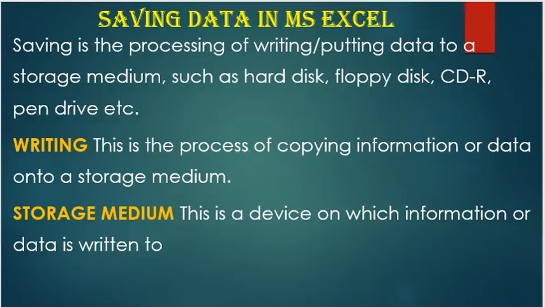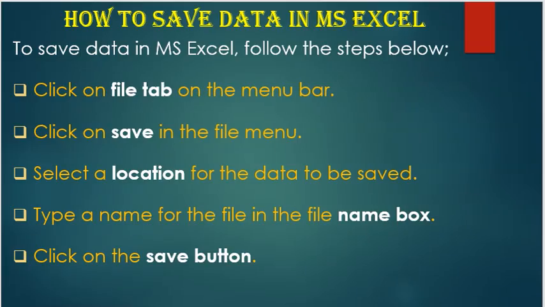Now let's look at the steps involved in saving a data in Excel. To save a data in Excel, you have to follow the following steps. The first one is you click on the File tab on the menu bar. We saw the features of the MS Excel window last week, and we said the menu bar contains all the tabs. So assuming you want to save a file in Excel, on the menu bar you search for the File tab and you click on it.